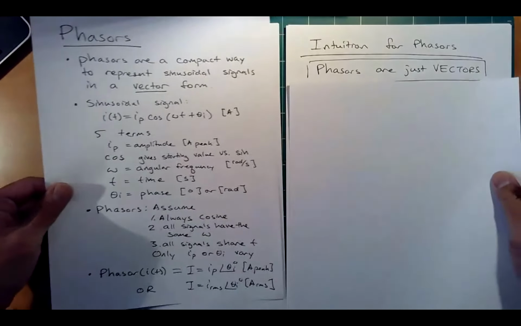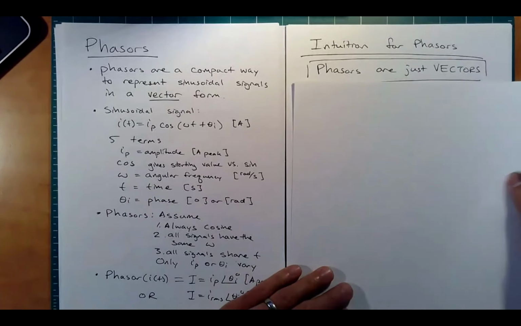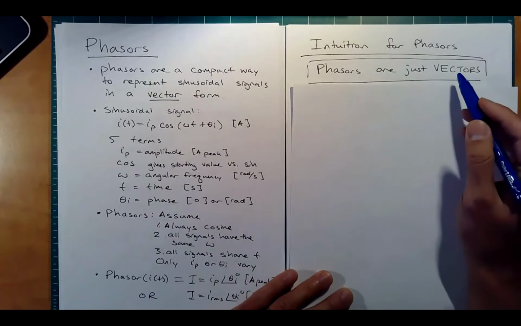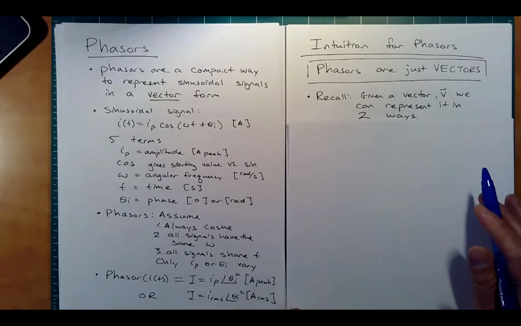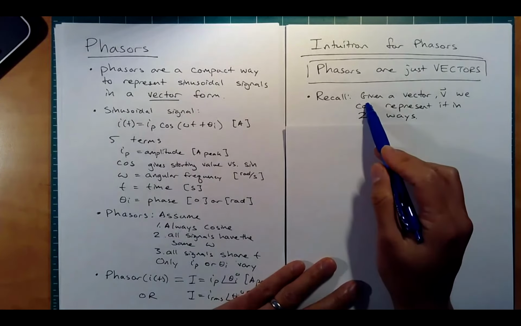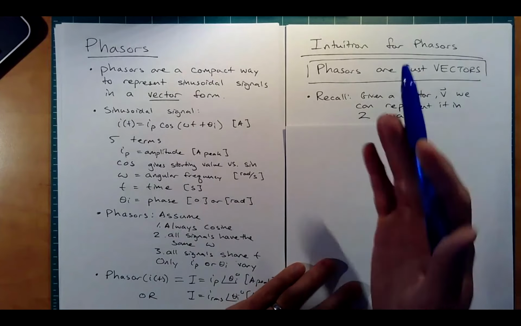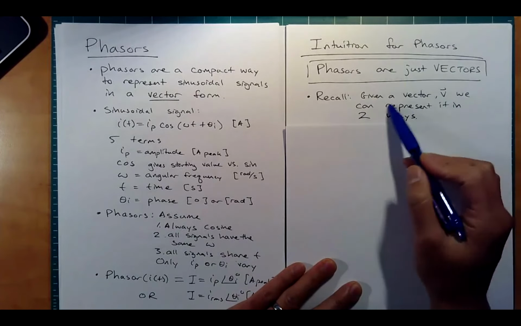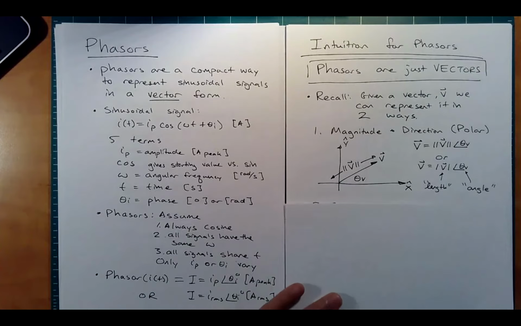So, like I said, the intuition for a phasor is that phasors are just vectors. Phasors are just vectors. And recall, if we have a vector, now this should go right back to your statics kind of classes, we can represent it in 2 ways. And how do we do that?